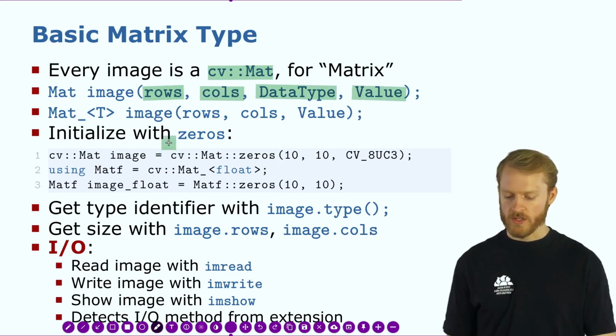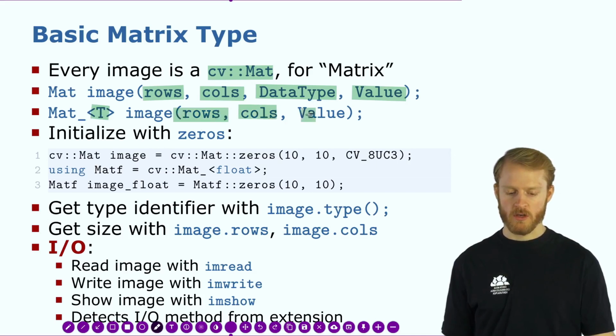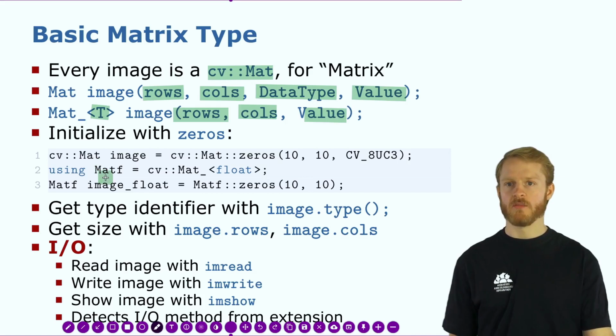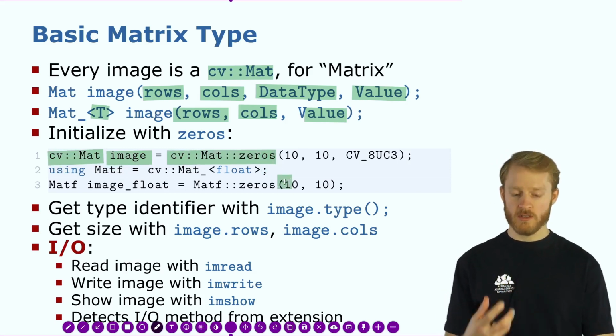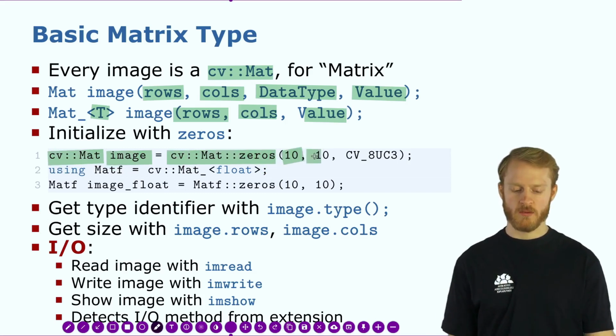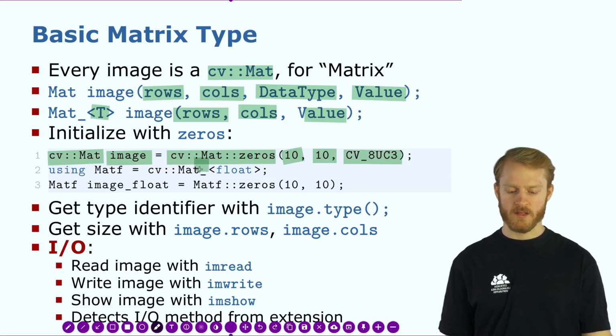You can also use the templated version, the templated type, in which you provide the type here, and then rows, columns, and value. For example, in this case, we are going to create a matrix of zeros. So we are specifying that we are going to create the cv::Mat, which is called image, and we'll populate it. In this case, we're creating a matrix of zeros. This is a function, and we say the amount of rows, columns, and the data type.